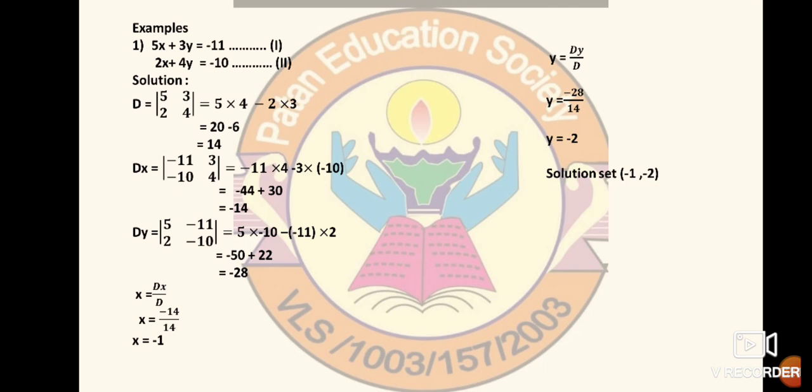How much will the answer become? Minus 28. Now once you have the values of d, dx and dy, substitute in the formula of x and y. x is equal to dx by d, that is negative 14 by 14, that will become negative 1. And then y is equal to dy by d, that is negative 28 upon 14. y is equal to negative 2. Solution set: negative 1, negative 2 will be the solution set.